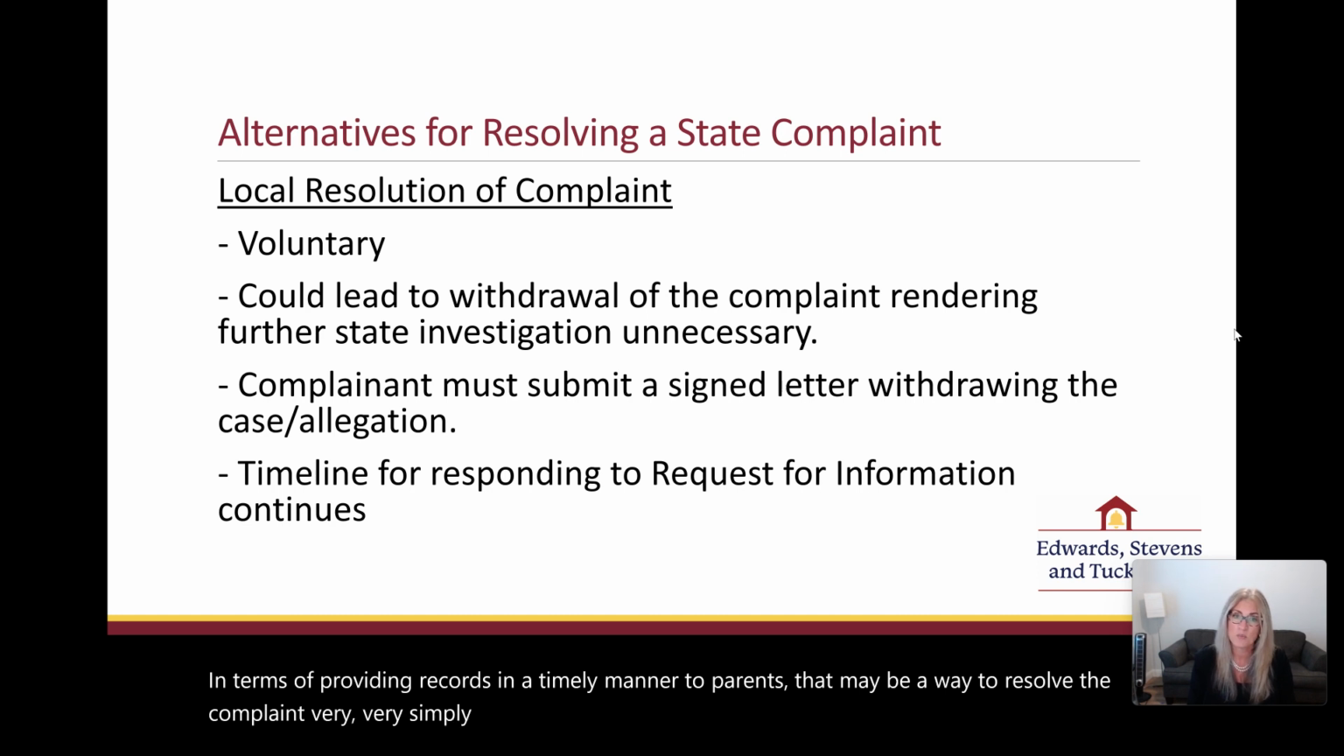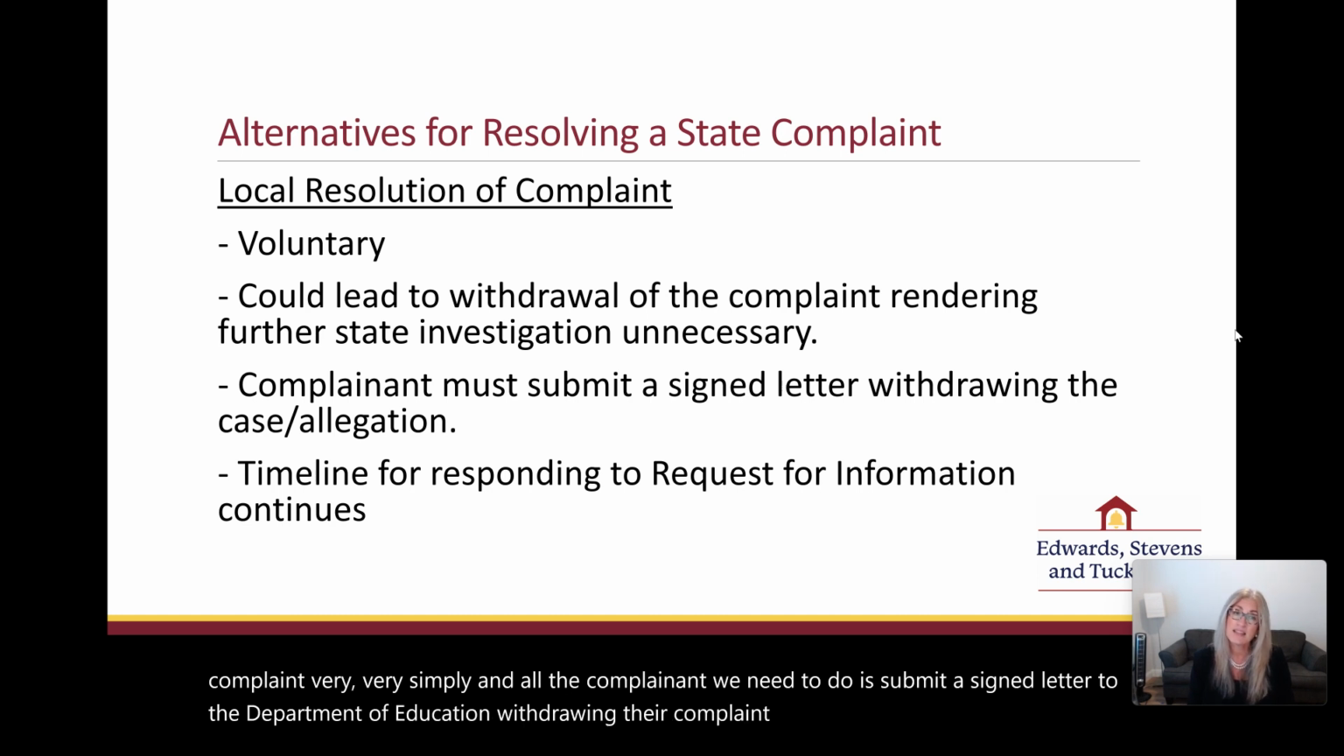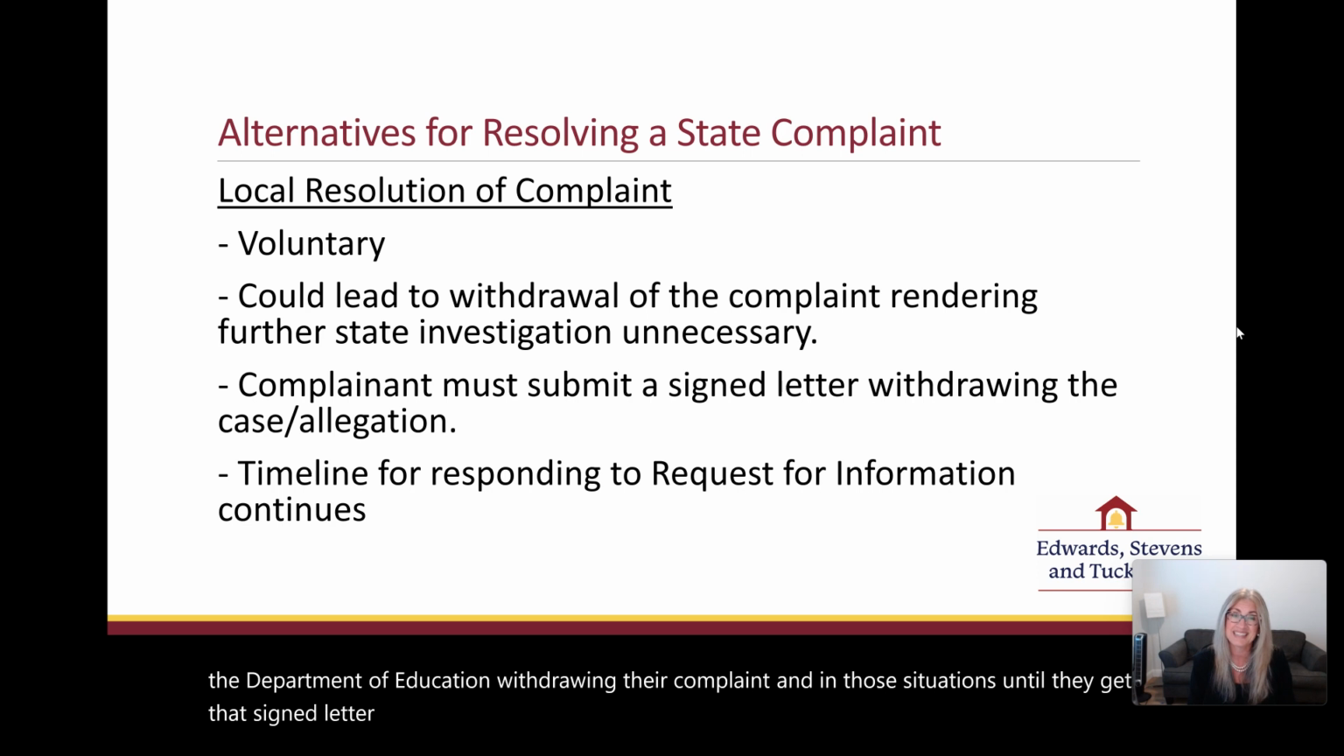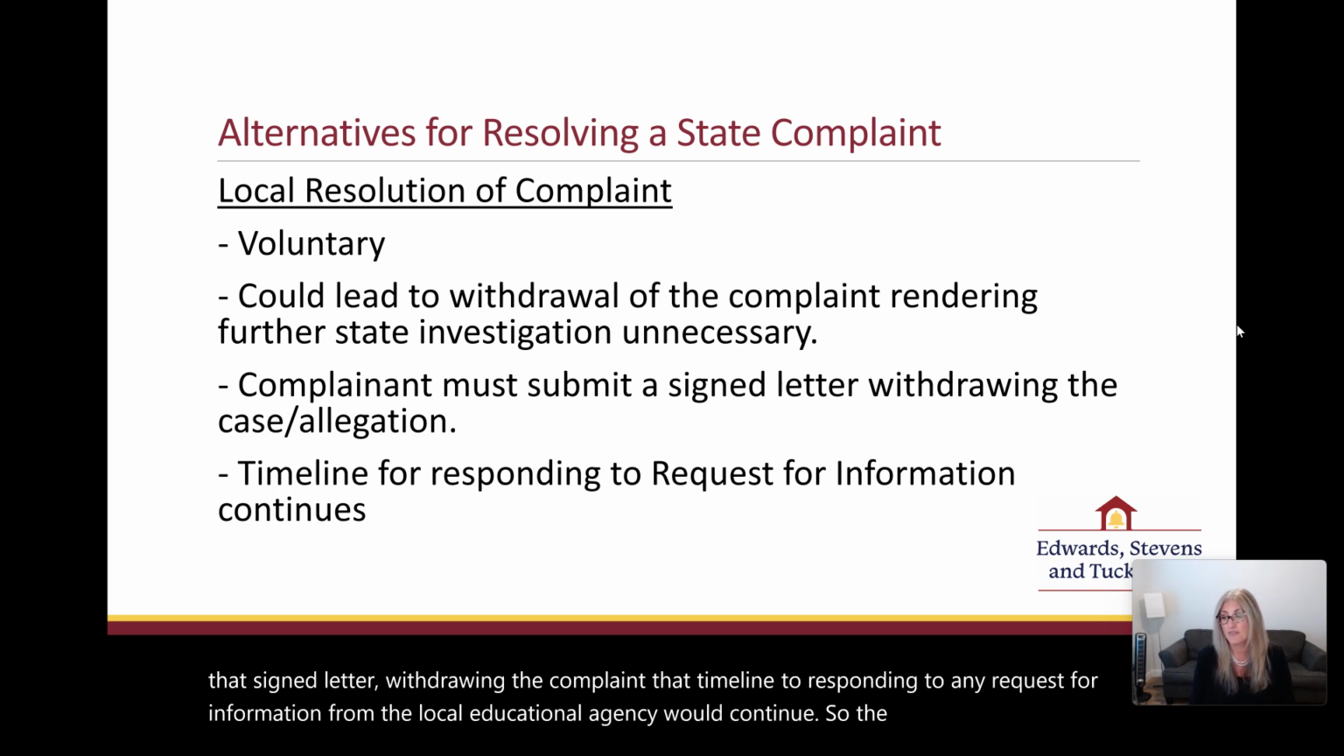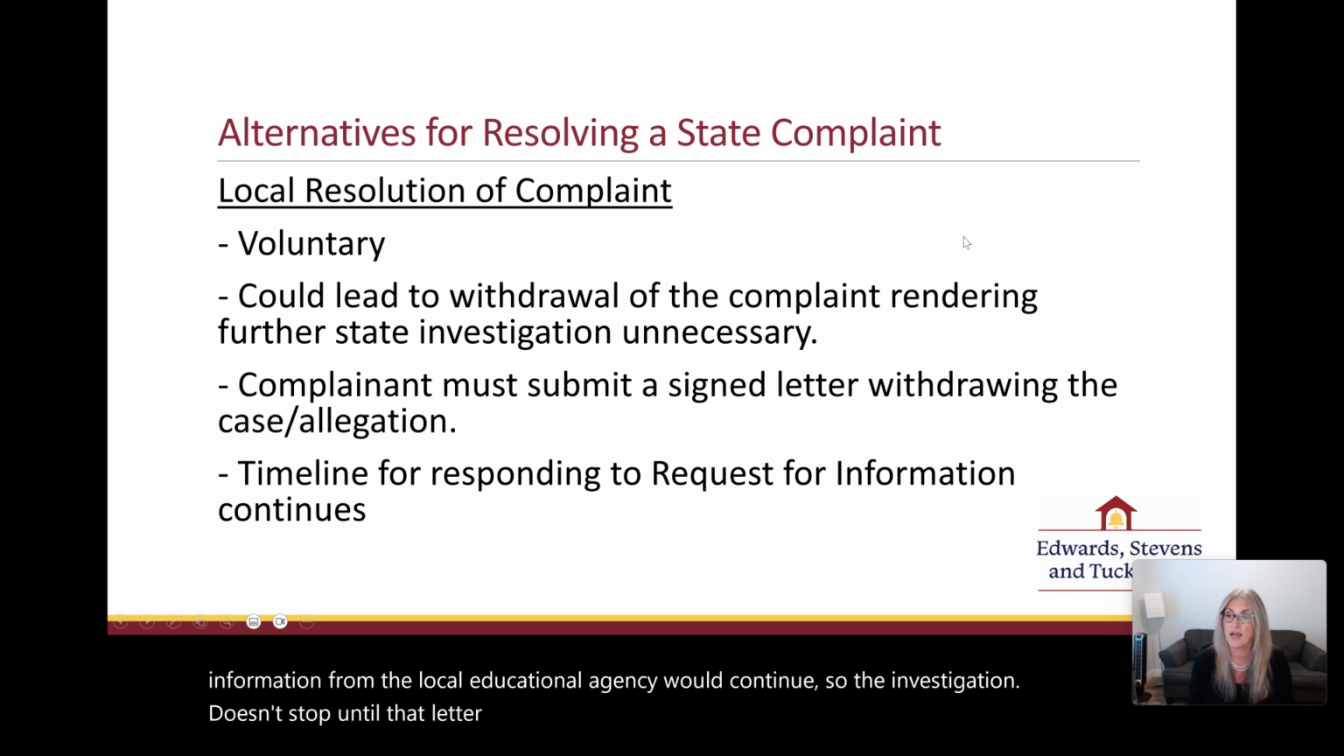And all the complainant would need to do is submit a signed letter to the Department of Education withdrawing their complaint. And in those situations, until they get that signed letter withdrawing the complaint, that timeline to responding to any requests for information from the local educational agency would continue. So the investigation doesn't stop until that letter is submitted, indicating that the complainant is withdrawing the complaint.